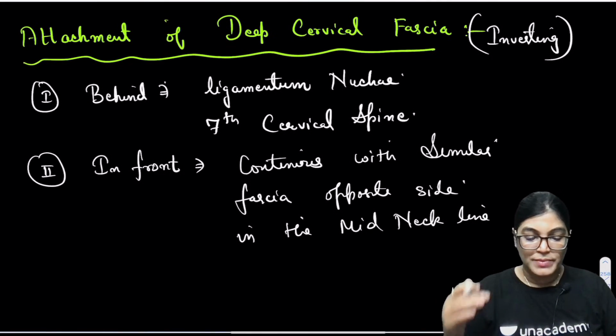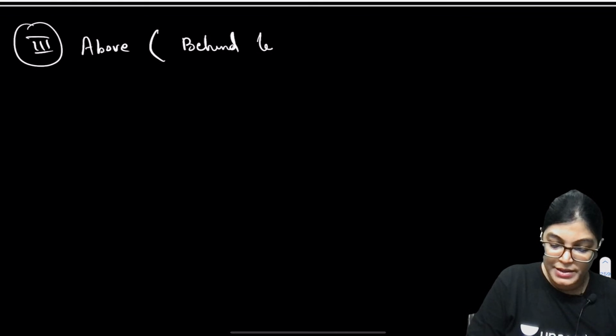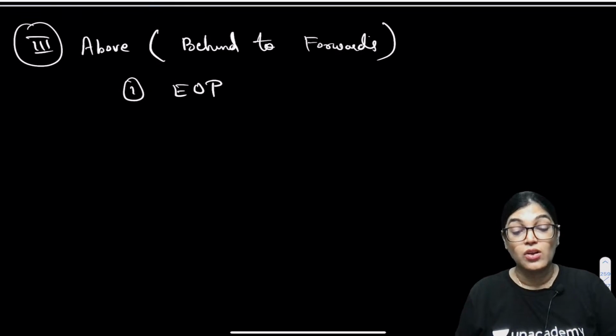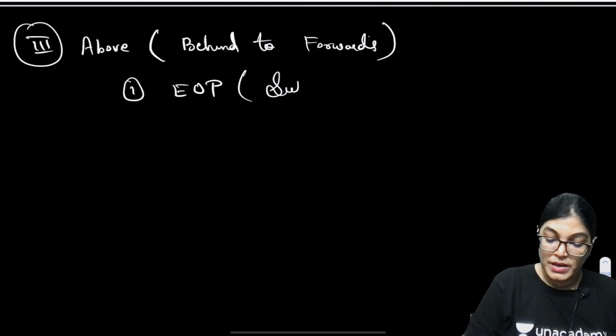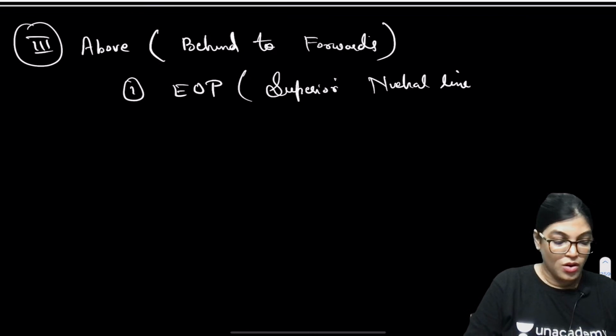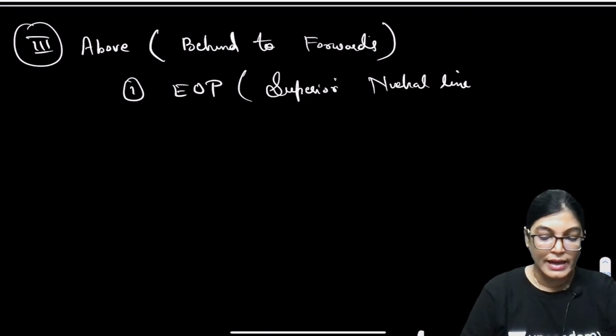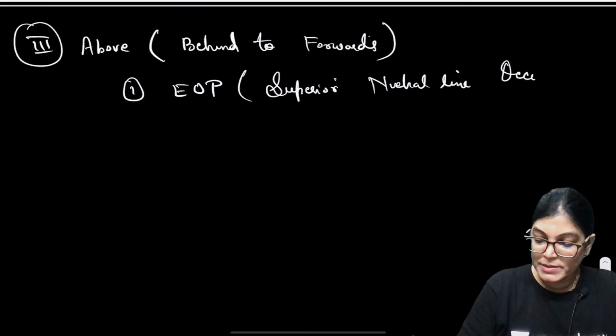Now coming to its attachment as we move from above, behind to forward. So write down, the next is attachment above as we move from behind to forward. This is the third attachment. Following attachments are there. Write down, the first starts from EOP. What is EOP? External occipital protuberance, that is superior nuchal line, to superior nuchal line of occipital bone.